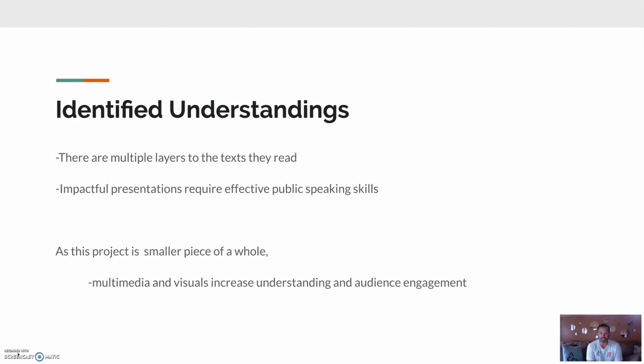The identified understandings, these come straight from the unit as a whole itself, but they do fit into this project. I want them to understand that there are multiple layers to the text that they read, that impactful presentations require effective public speaking skills, and really from the whole, I want them to understand that multimedia and visuals are going to increase understandings of their audiences and the audience engagement.